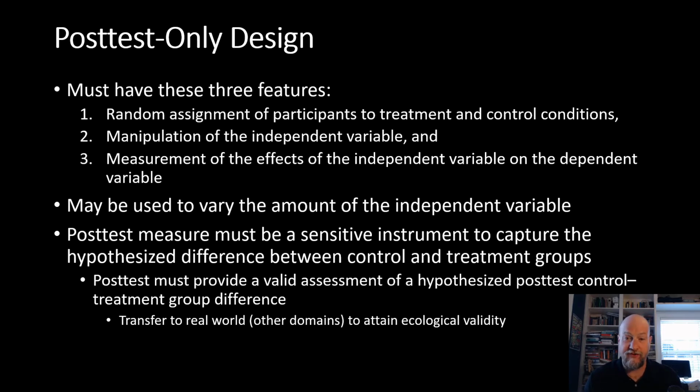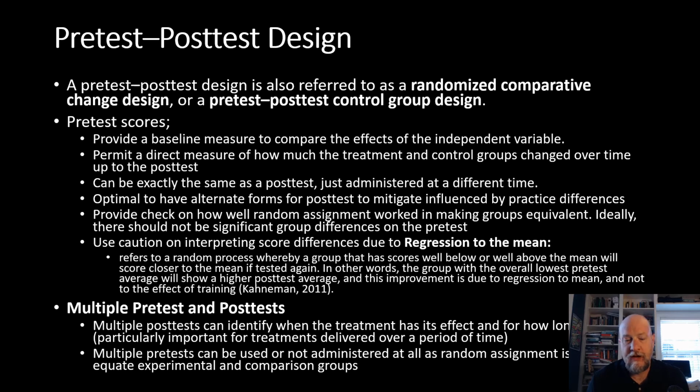So simple design, post-test only. Let's move on to the alternative. Another alternative way of designing an experiment is what's called pre-test, post-test design. And this is the simplest form where there's only one pre-test and one post-test, but as we'll see in a minute, there are multiple methods as well. This is sometimes referred to as a randomized comparative change design. It's sometimes called a pre-test, post-test control group design, but they all share the same characteristic, which is you establish a baseline measurement of the dependent variable.